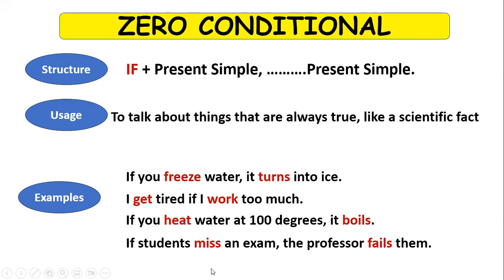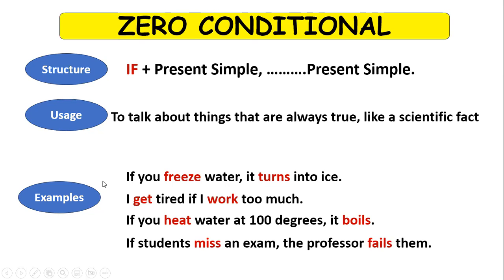So let's start with the first, which is the zero conditional. I would say we call it zero conditional because we don't have a possibility here and we're not using a modal verb. So we talk about things that are always true, like scientific facts. For example, if you freeze water, it turns into ice. I'm using here the zero conditional, which means I'm not using a modal verb. I did not say it will turn into ice. If you freeze water, it turns into ice. It means all the time. This is true. It always happens.